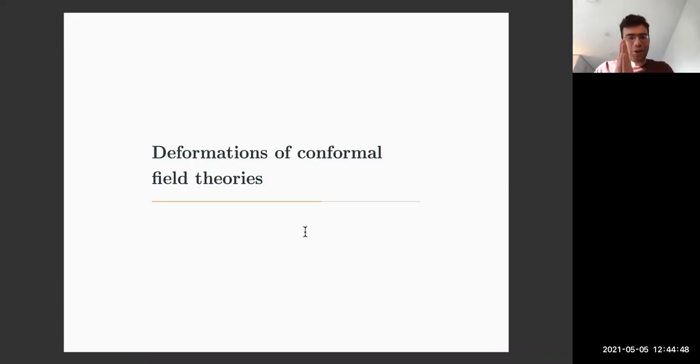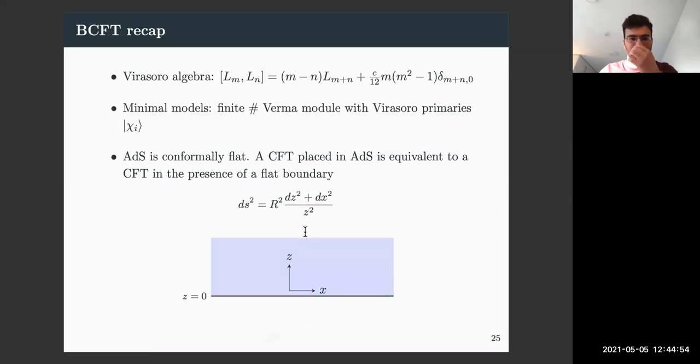Okay, let me go ahead for the other part of the examples, deformations of conformal field theories. So I just quickly review some basics of conformal field theory in 2D and boundary CFTs. Conformal field theory in 2D has the Virasoro algebra, and we in particular are interested in minimal models. We start from minimal models and deform them. Minimal models are the theories with a finite number of Virasoro modules.